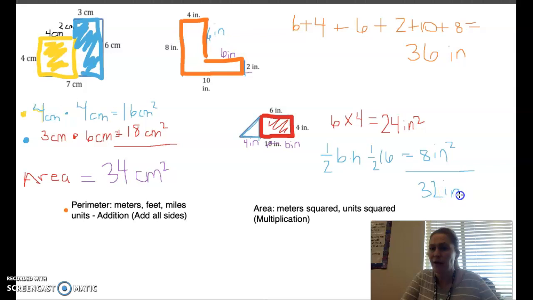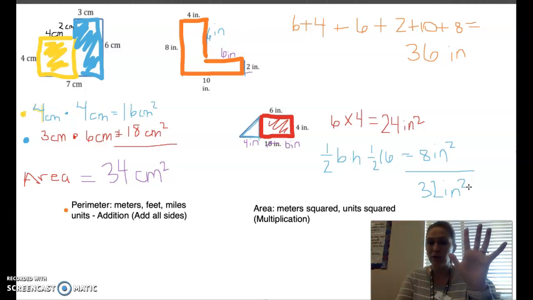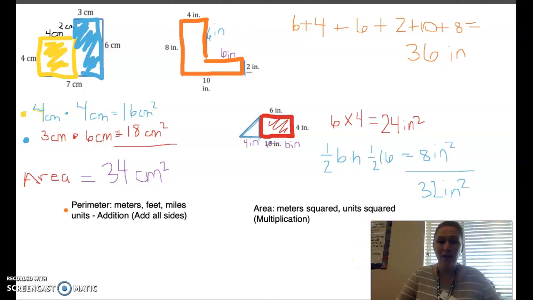And that's my area. All right, good luck on the assignment. It's not as long. You're going to be finding the perimeter and the area of 5 complex shapes. So after you do that, you watch this video, you're done for today. All right, good luck.